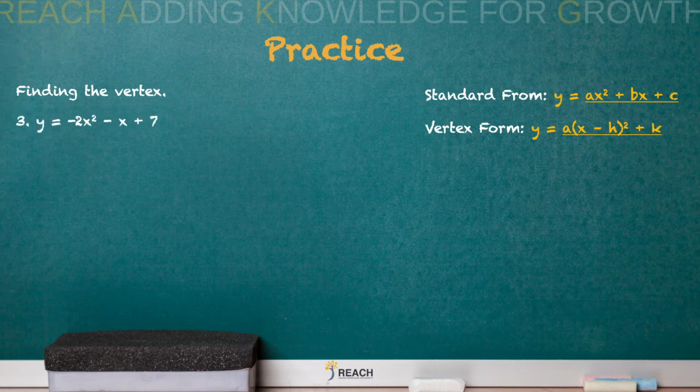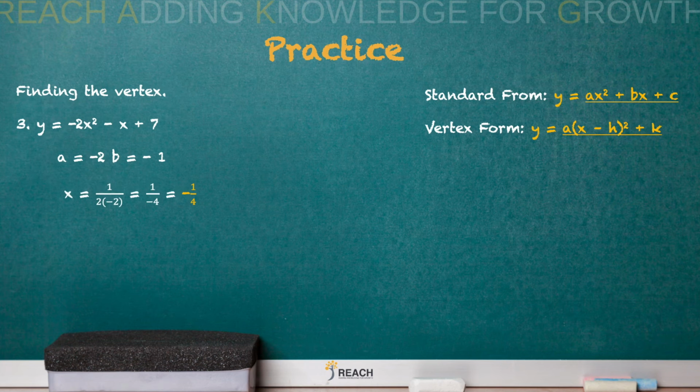All right, number 3, we see that this is also in standard form. Again, you identify your a and your b. Your a is -2, your b is -1. So go ahead and plug it into your formula, the negative b over 2 times a. However, the b is already negative, so negative negative turns into a positive. So really positive 1 over 2 times a. And 2 times negative 2 is negative 4, so we get negative 1/4. That's our x value.